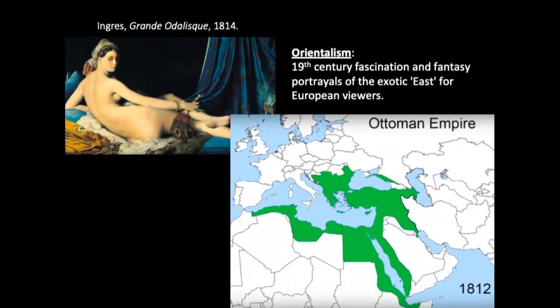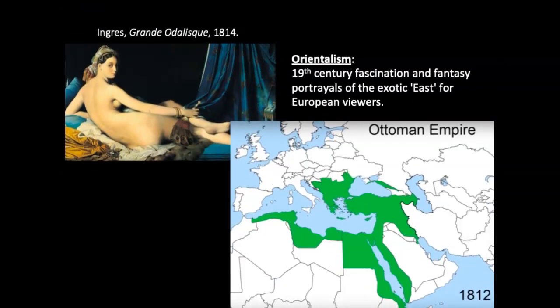To help orient you, to help you understand the fascination with Orientalism that we're seeing in this painting, I have a map here of the Ottoman Empire. So Ingres is painting this here in France, but he's depicting a woman who would be living in the culture of the Ottoman Empire. Now, at the time, the Ottoman Empire extends a massive amount of territory across North Africa, down the Arabian Peninsula, as far as Iraq, and coming as close as the Adriatic Sea.